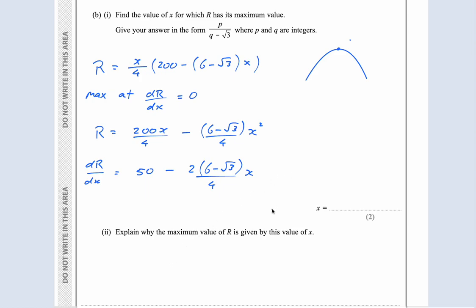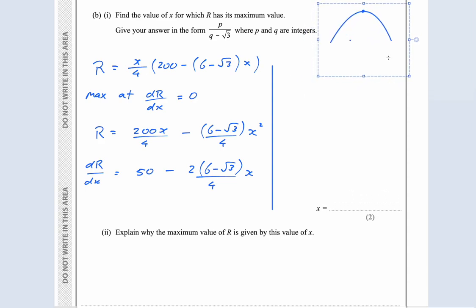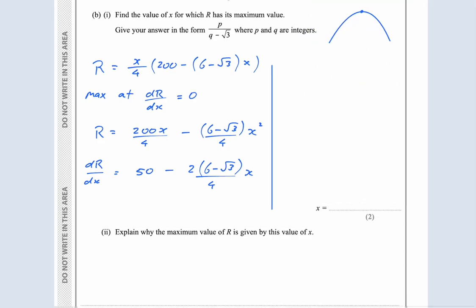Now at the max, as we said, the derivative, and this guy's, I'm sorry, for 2 marks is difficult. The maximum occurs when the derivative equals 0. So I'm going to say 50 minus, by the way, that goes once and that goes twice, so it's 50 minus 6 minus root 3 over 2, x equals 0, and this is like in a big bracket. I'm going to add this to the other side, so I'm going to have 50 equals 6 minus root 3 over 2 x, and actually there's another bracket here.